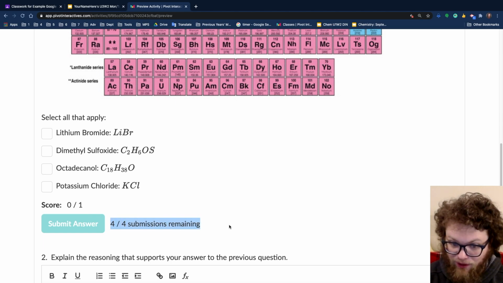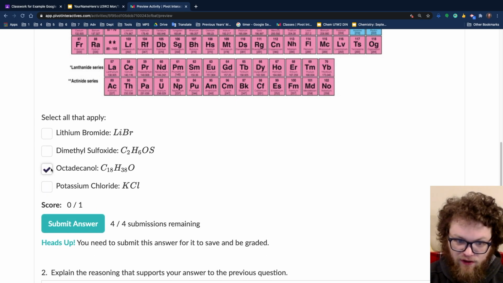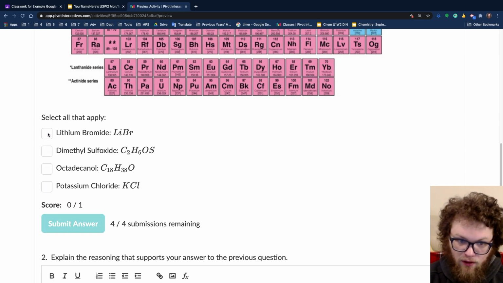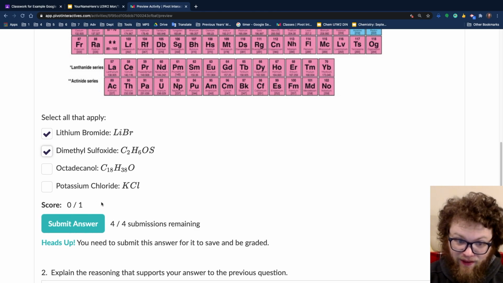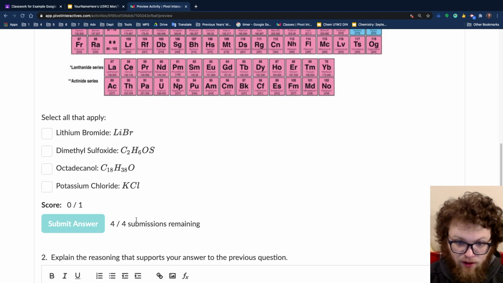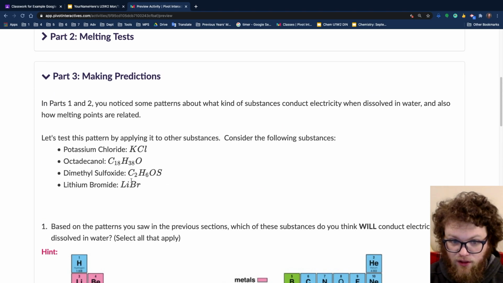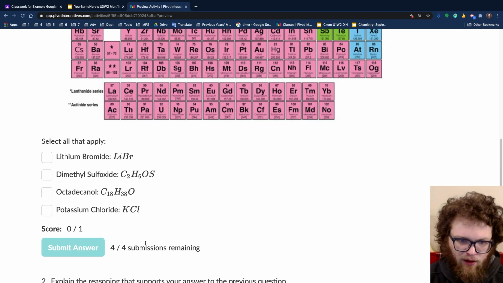You have 4 total guesses, but there's more than 4 ways to answer this question, because you could say just that one, that one and that one and this one, that one and that one, these 3, these 4, these 3, and these 3. So more than 4 combinations to answer, and you only get 4 guesses, so make sure you really look at your stuff from before and think about it hard.